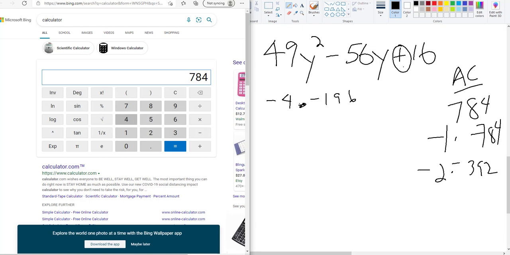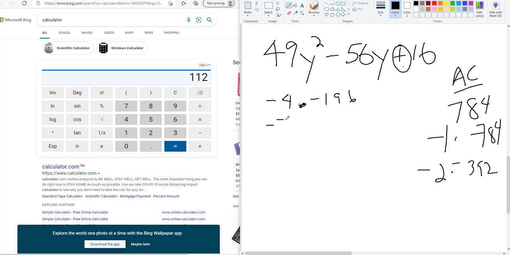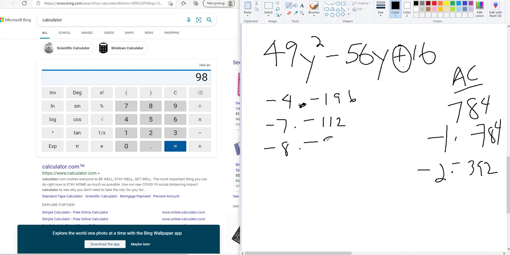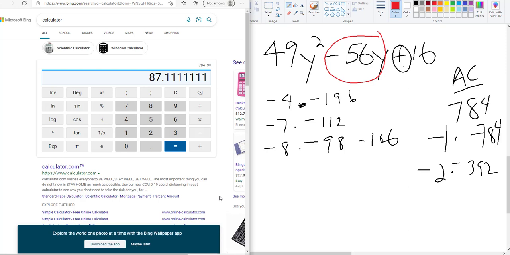784 divided by 5 won't go. 784 divided by 6. 784 divided by 7. Negative 7 times negative 112. 784 divided by 8. Negative 8 and negative 98. Now look, that adds to negative 106. So that's not it. I'm trying to get negative 56. So I'm just going to keep trying on my calculator. 784 divided by 9 doesn't go evenly. 784 divided by 10, well, I know it won't because it didn't end in 0. 784 divided by 11, no.